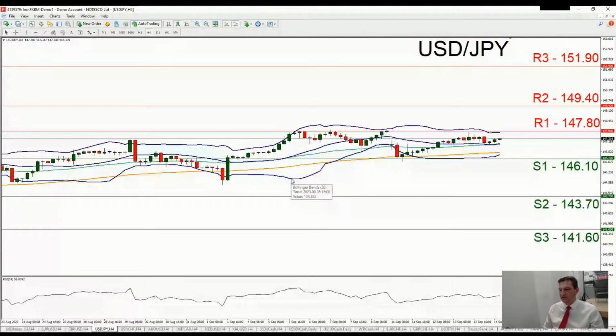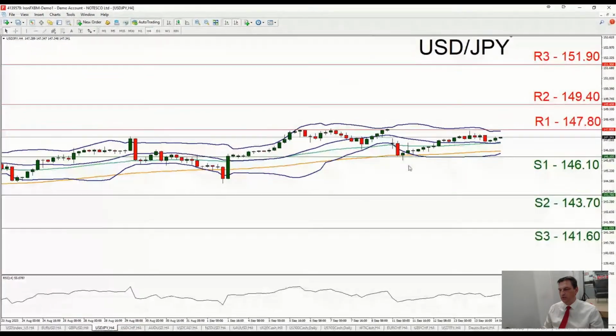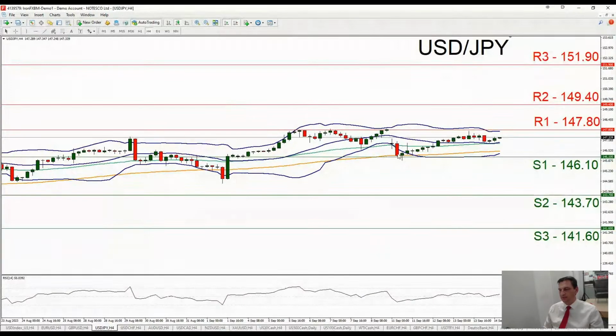While to the downside, we highlight the 146.10, which was tested once here. Second time here, this was the day where Ueda made this comment that he would be optimistic that the BOJ would be able to escape the negative rates. That tended to provide some substantial support for JPY. It was almost a verbal intervention on behalf of the BOJ here. But that's fading away, and JPY weakened a little bit, lost the gains made, and seems to be stabilizing nicely between the R1 and the S1.